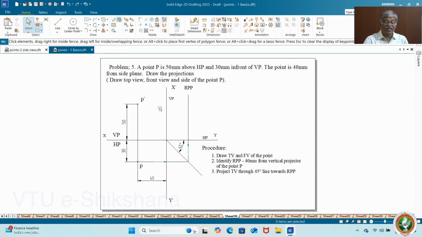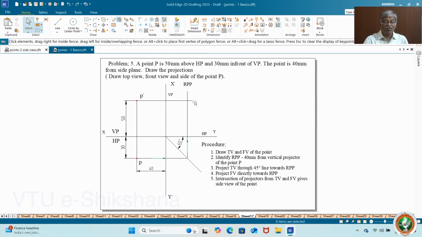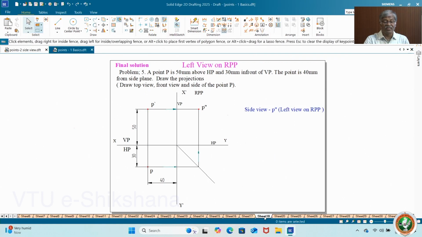So this is how you do it. Next comes directly projecting the front view. The intersection of these two projectors from the top view and front view gives the side view. You have to mark this point as P double dash, and that is the final answer for you. So this is the final answer. Take P dash and P as usual. You draw top and front views in the first quadrant. This is the first quadrant pattern actually, and then 40 mm you have taken.